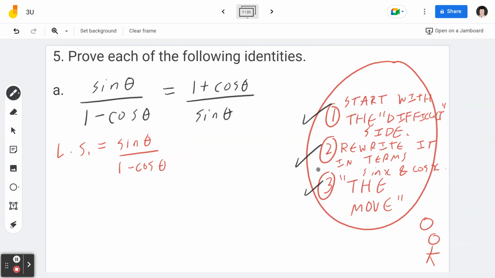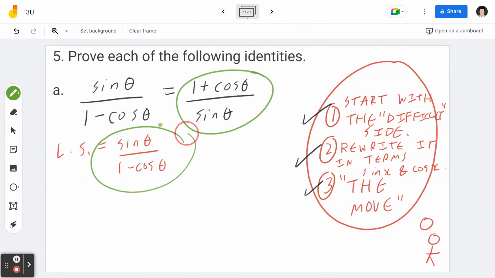The move. What is the move? The move is the one step you take, and all of a sudden, you're one step away from getting perfect. Look at the other side. Look at what we have right now. We want 1 plus cosine theta. We don't have that right now.